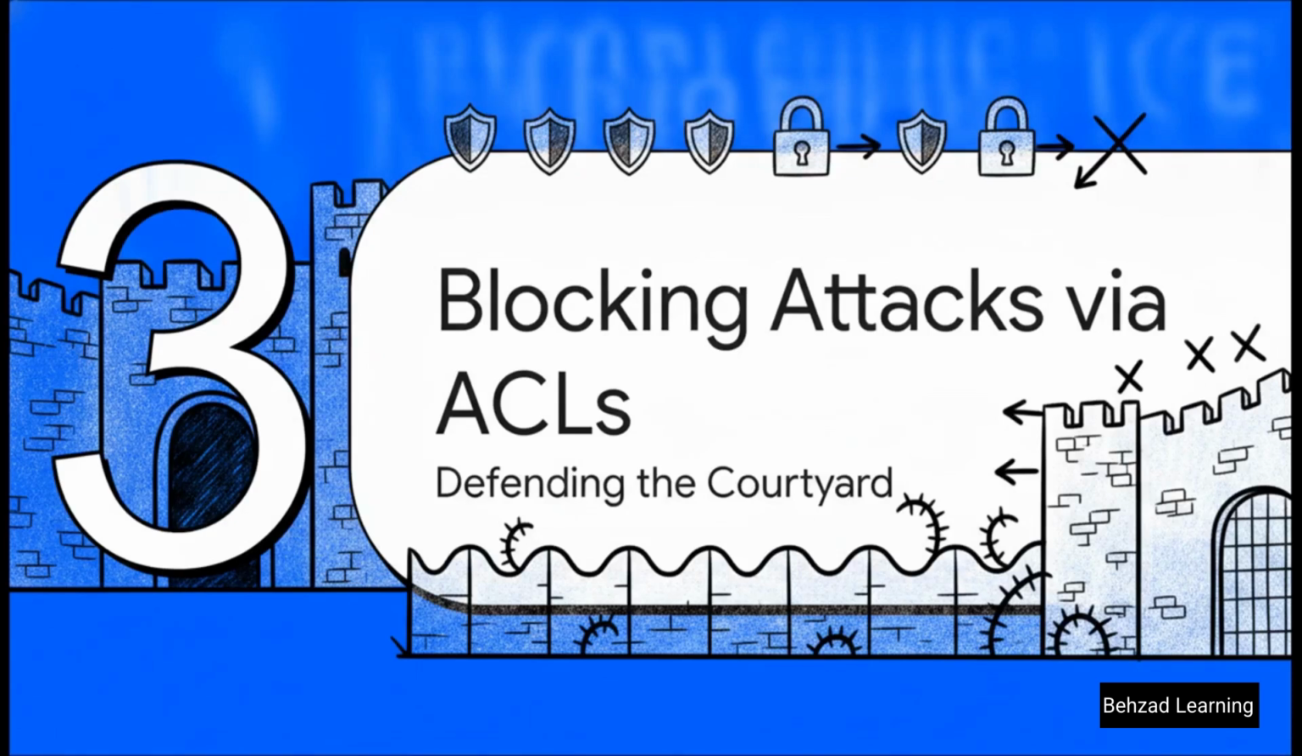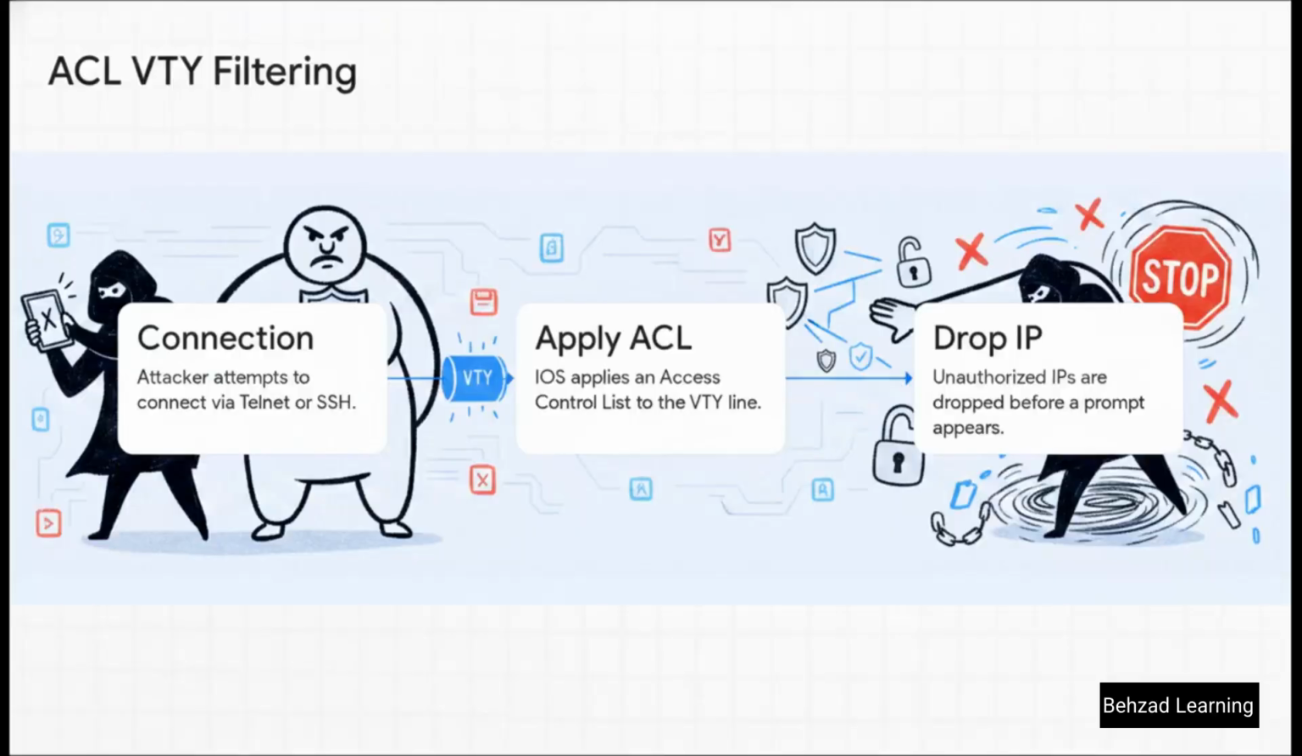Section 3. Blocking attacks with ACLs. Defending the inner courtyard. Okay, so our throne room is locked tight. Now let's move out to the inner courtyard and stop attackers before they even reach the door. If the password is the lock on the door, we need a gatekeeper to keep bad actors off the property entirely. That's exactly where access control lists, or ACLs, come in.